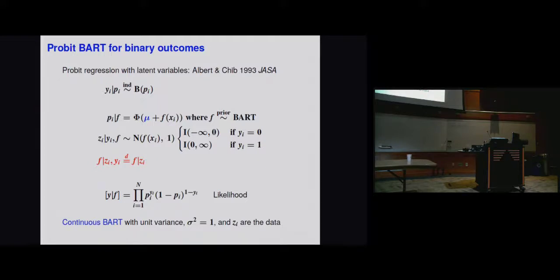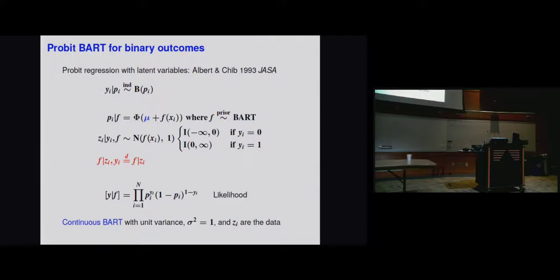So anyways, you create these latent z's, given normal with mean f and standard deviation 1. If y is 0, then you truncate, so z has to be negative. If y is 1, it has to be positive. And then given the z's, the distribution of f given z and y is basically the same as the distribution of f given z, because once you know z, you know y essentially. Sorry, not vice versa. If you know y, you don't know z, but you get my point.